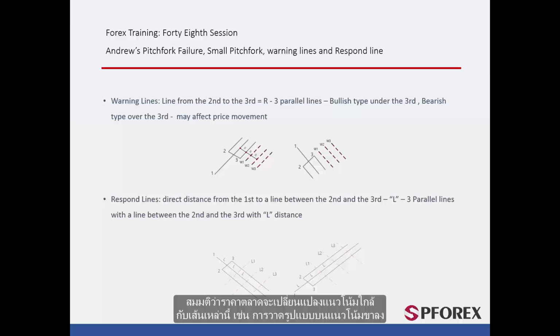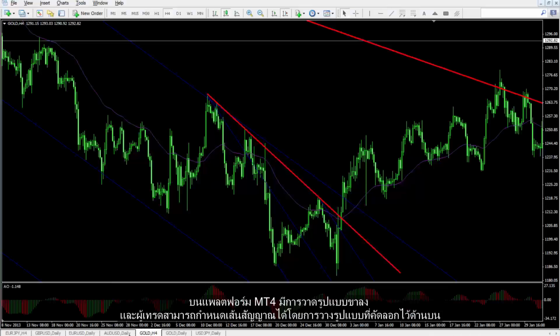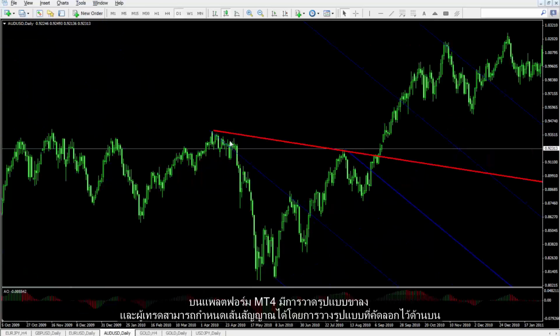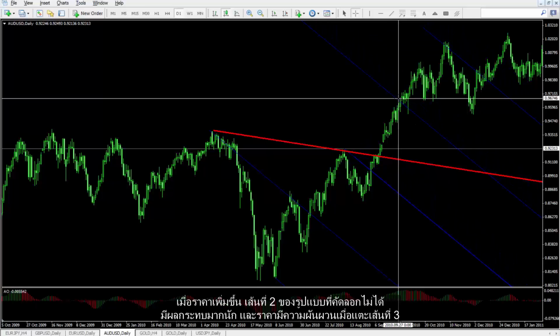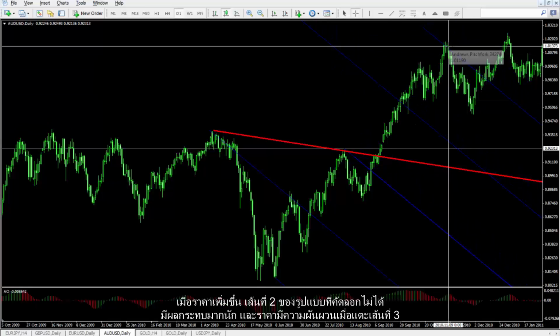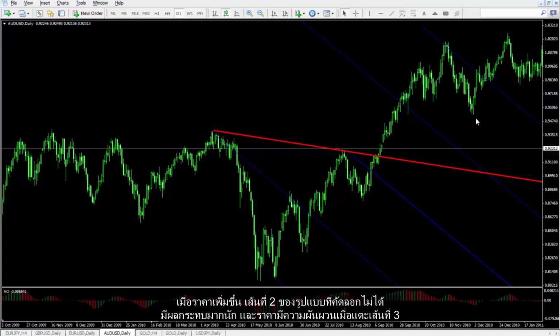In an example, a pattern was drawn on a downtrend. In the MetaTrader 4 platform, a downward pattern was drawn and a trader could specify warning lines by placing the copy format of the pattern over it. The first line of the copy pattern was placed on the third line of the main pattern. As the price increased, the second line of the copy pattern did not have a significant effect, while the price fluctuated as it reached the third line.